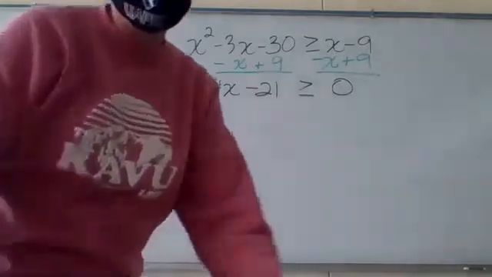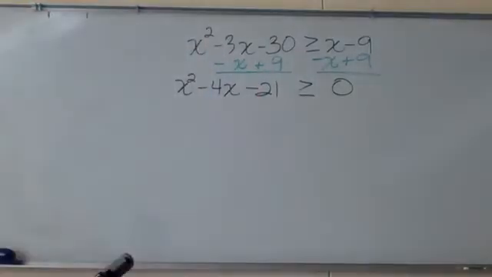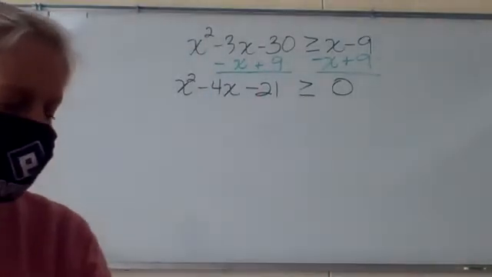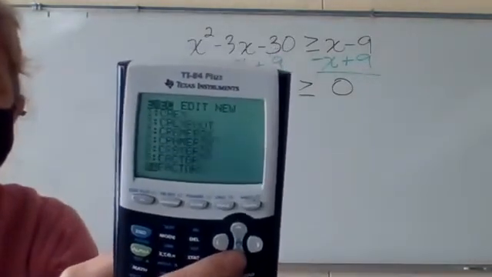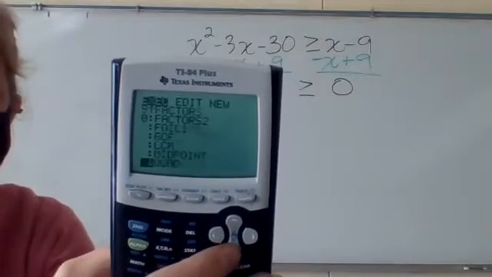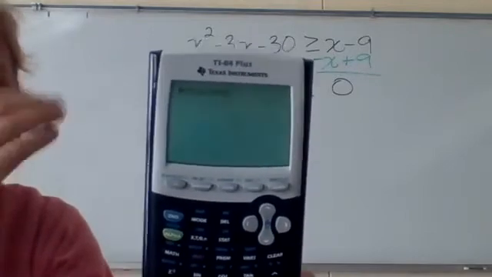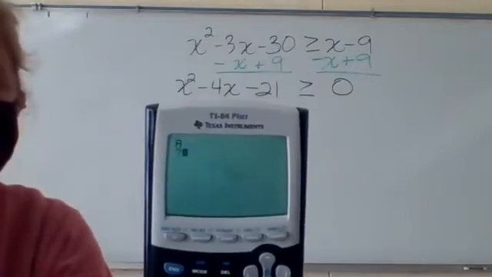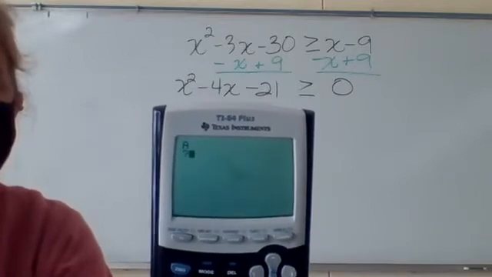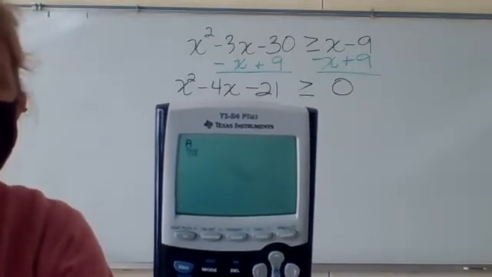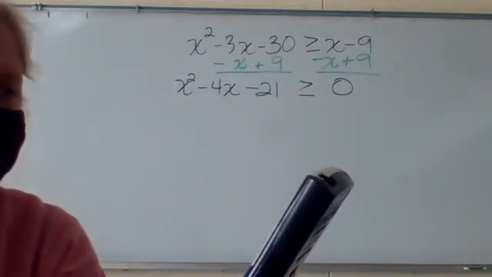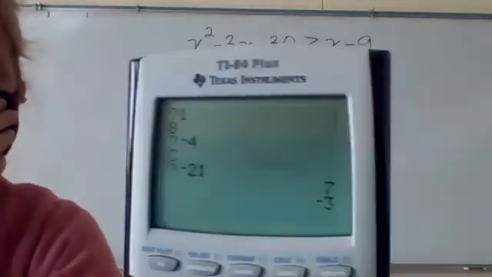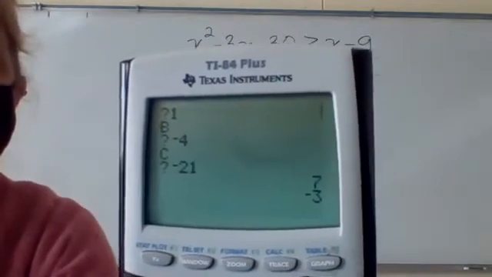So again, I can factor that or go to my quad program, right? So program down to quad. Put in your A, B, and C, which in this case are 1, negative 4, and negative 21. There's your zeros. 7 and negative 3.